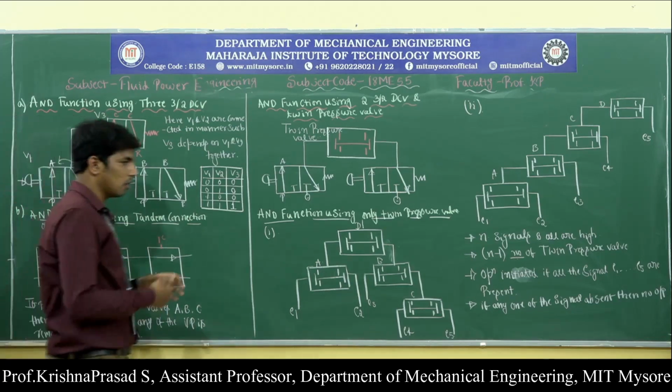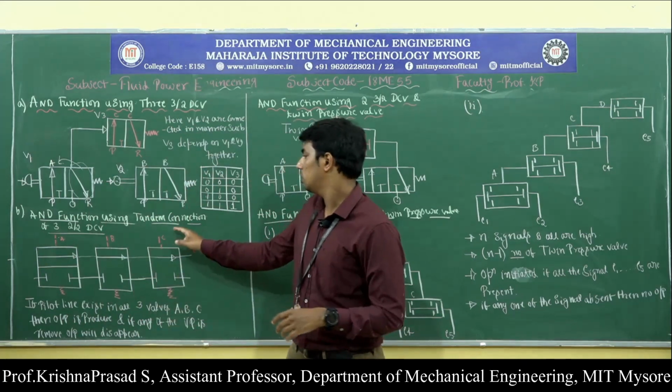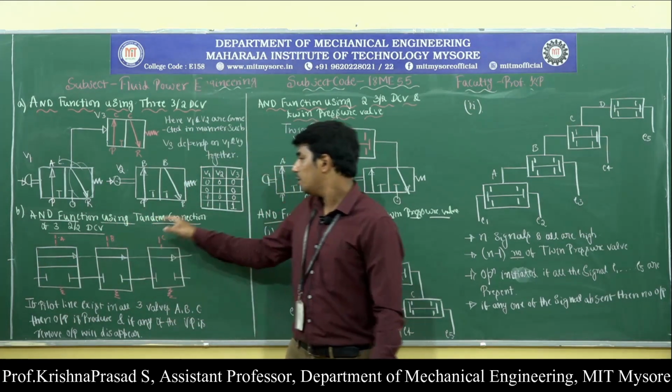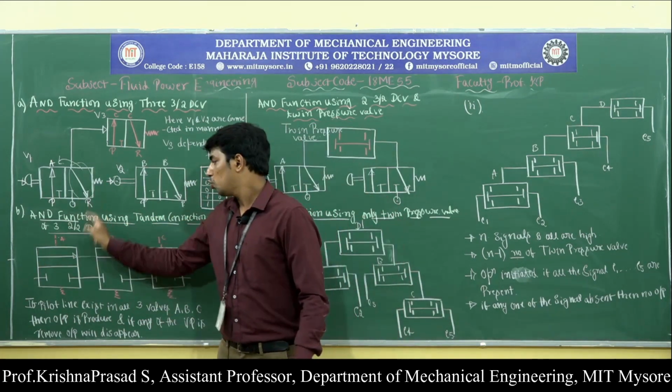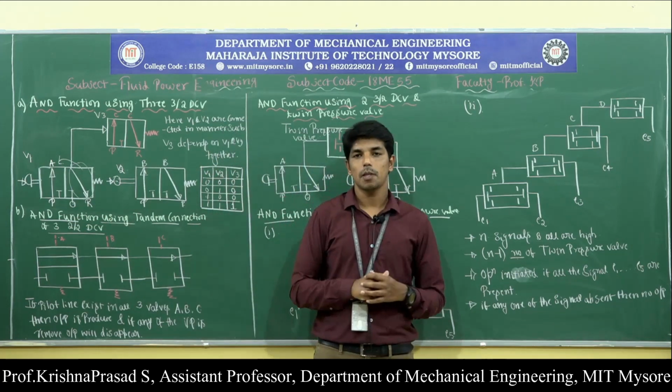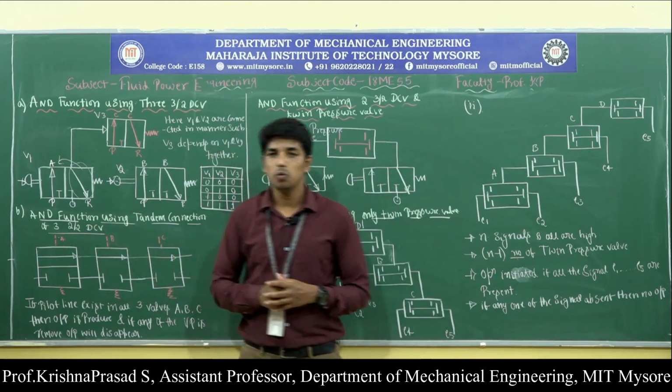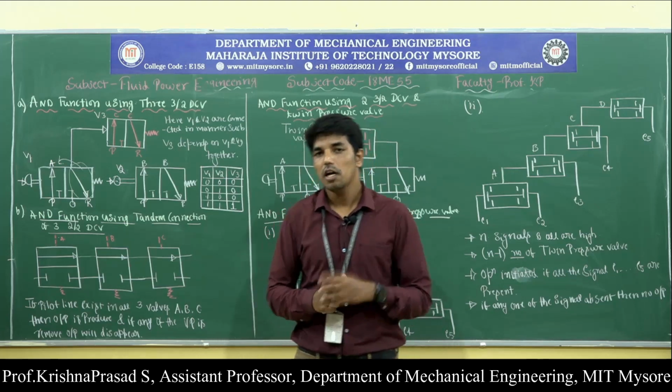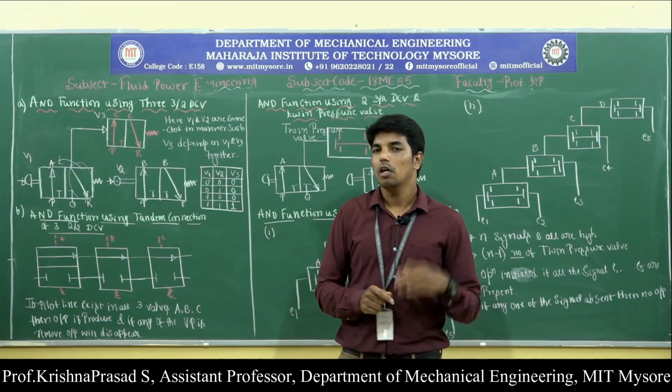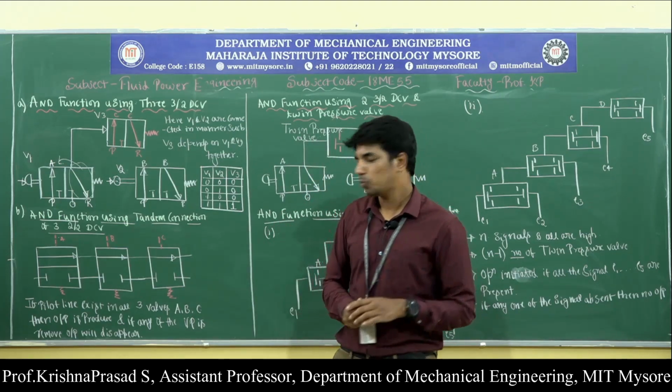Next, the AND function using the tandem connection of 3 by 2 direction control valves. Observe here, what is meant by 2 by 2? It is nothing but having 2 ports and 2 positions. So then it is called the normally open position and the normally closed position.